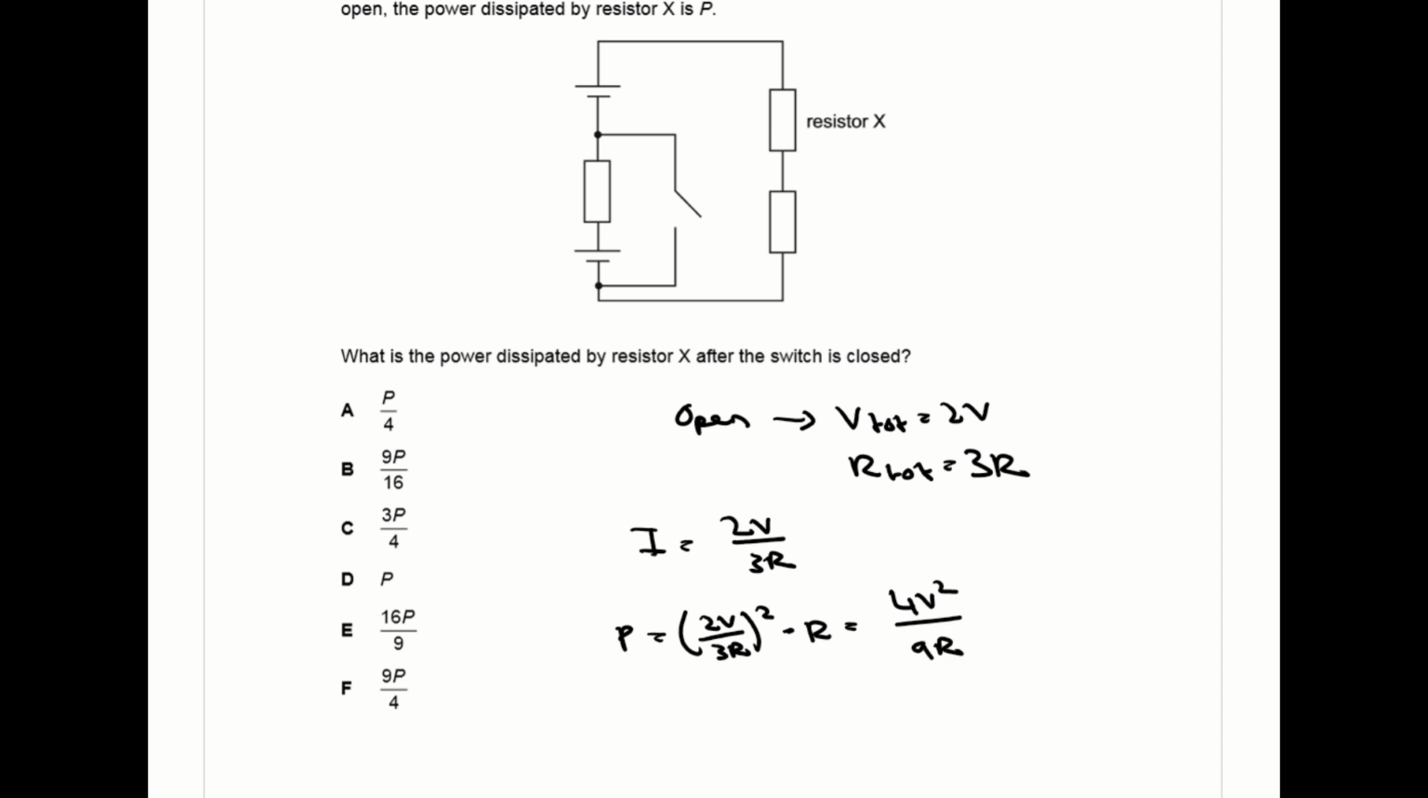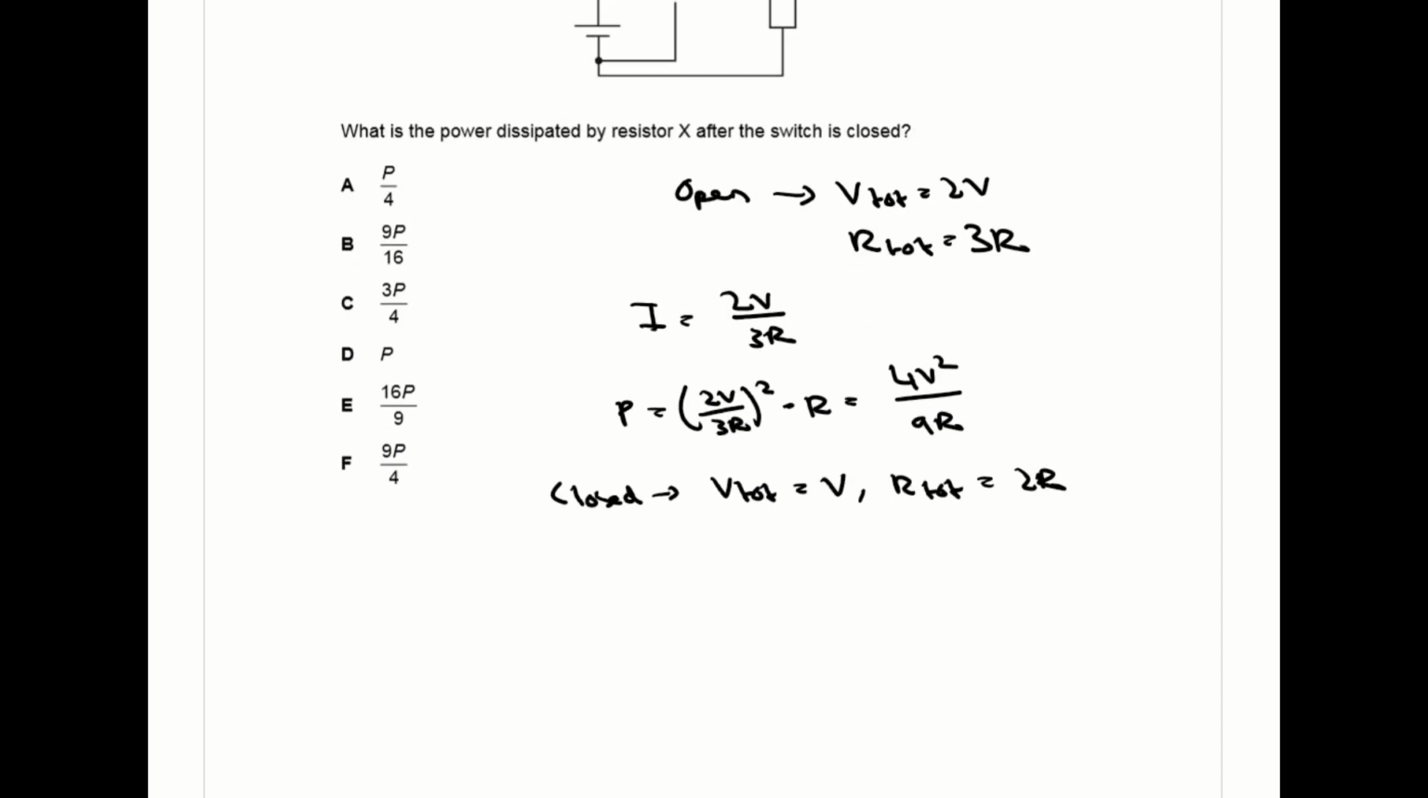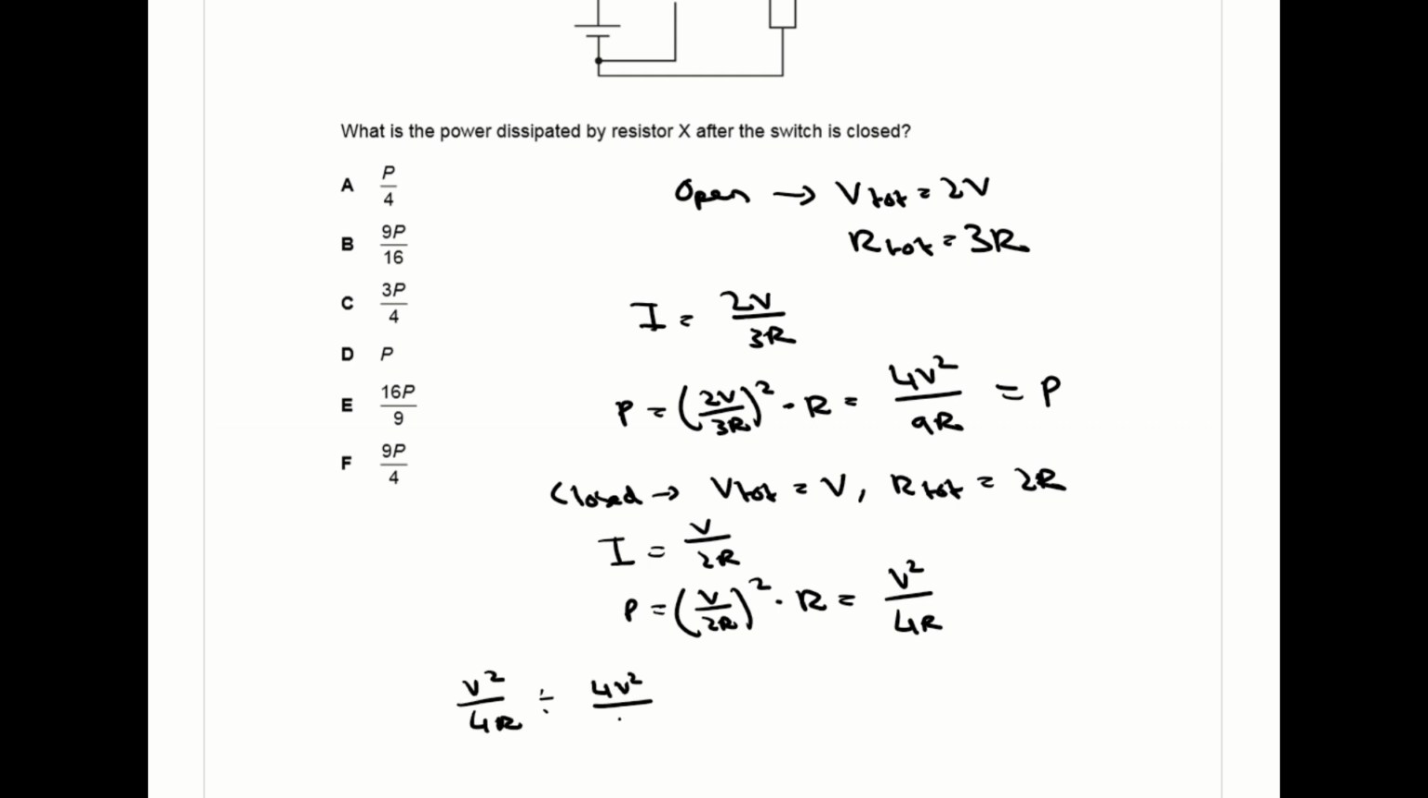When the switch is closed, the current always follows the path of the least resistance. So it will bypass the cell that's in series with the resistor. So now the total voltage is V and the total resistance is 2R. This means that the current is V over 2R and the power is now V squared over 4R. The new power is now 9/16 of the original power, so the answer is B.